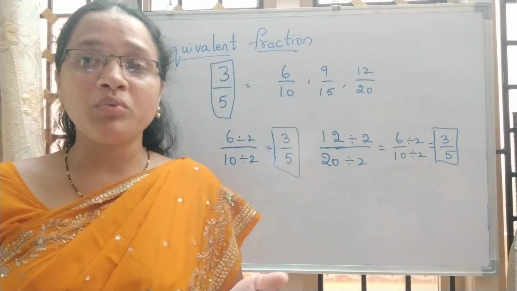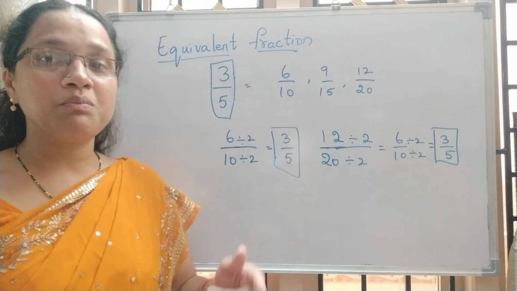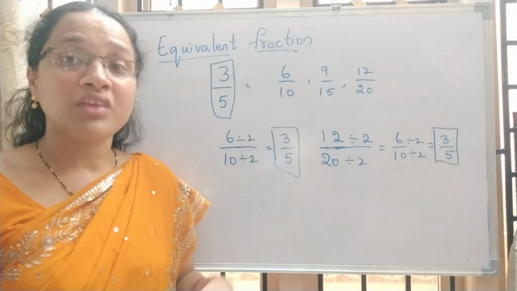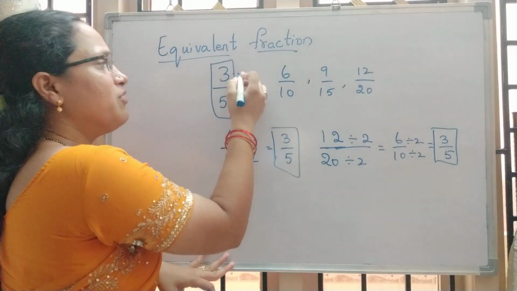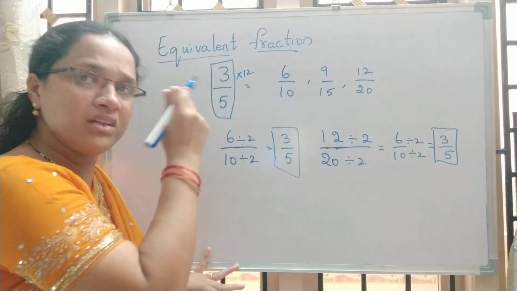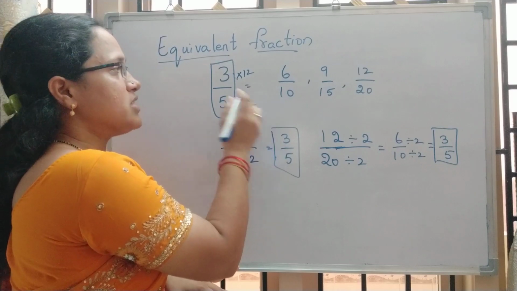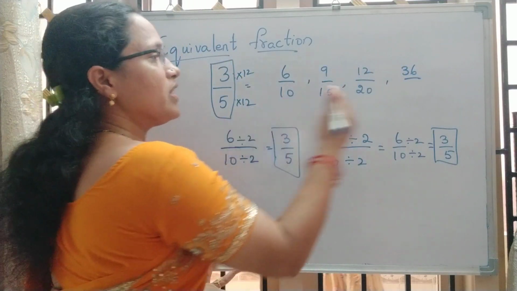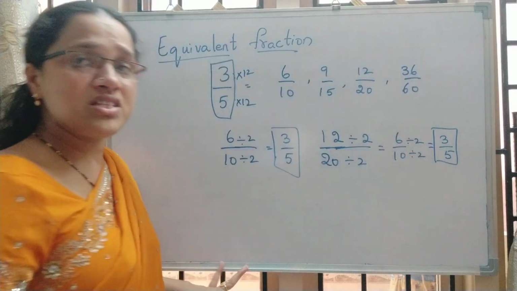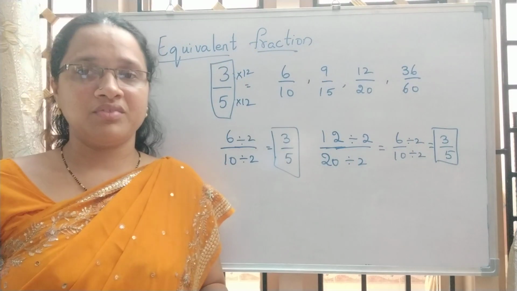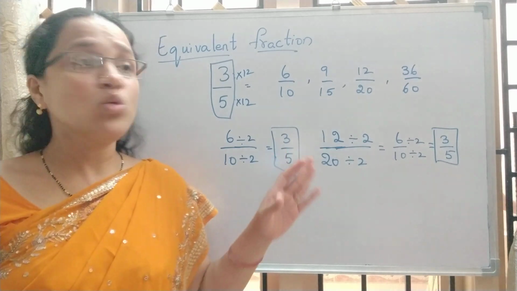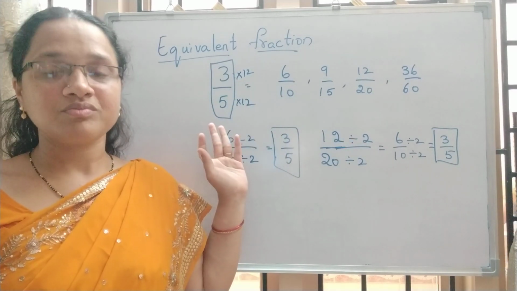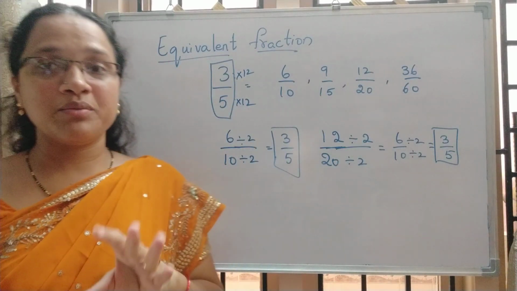With whatever number you multiply, remember that even if you multiply with a bigger number like 12, suppose I want to multiply 3 with 12, multiply the denominator also with 12 itself. So 3 12s are 36 and 5 12s are 60. This also is an equivalent fraction for 3 by 5. Did you understand how they have the same value? Yes, equivalent.